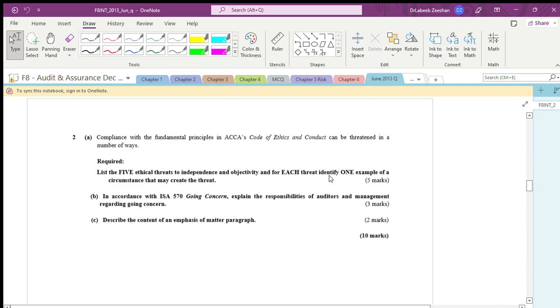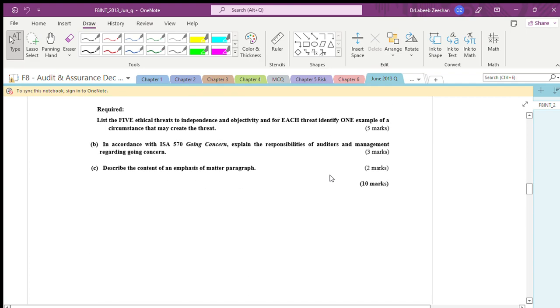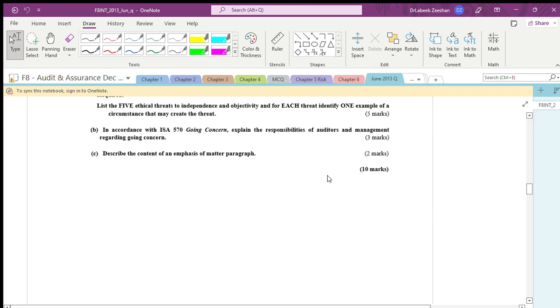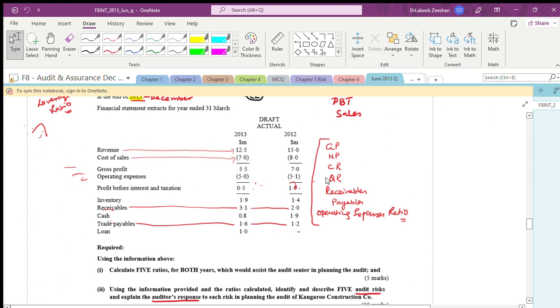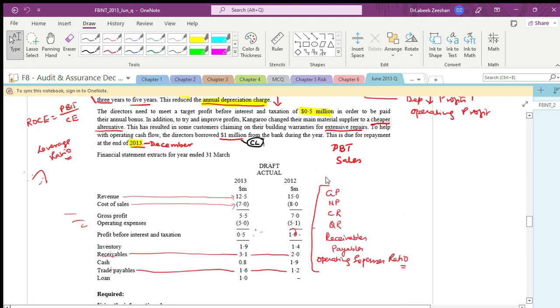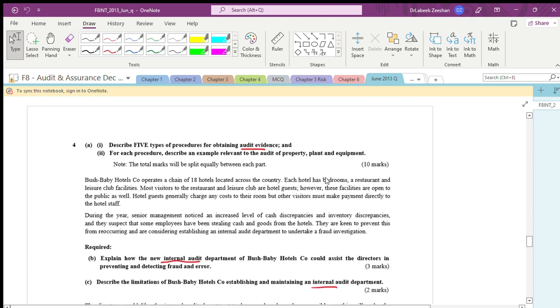Of the ethical threats, going concern, this is what we have done, right? The same thing is repeated. You just imagine, they have done the same thing.